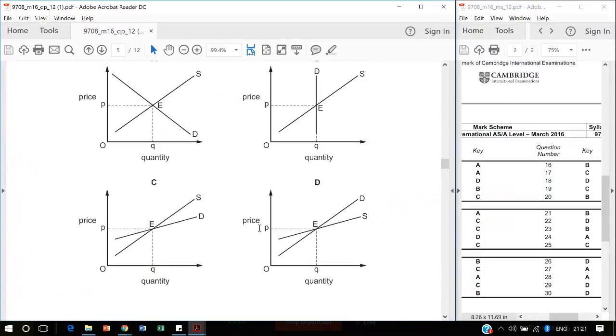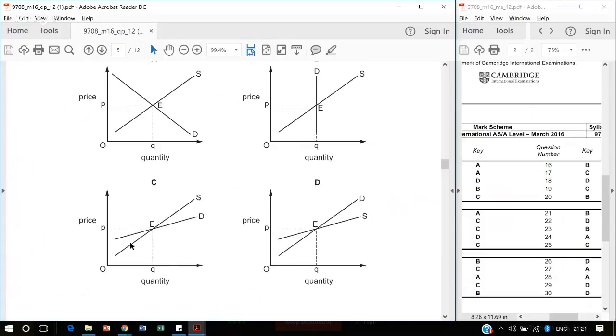Let's do D first. So here again, a very elastic demand and supply curve. So if we have a price too high, then we'll end up over here. Again, there's more supply than demand. Supply's over here, demand's over there. So excess supply only moves it down to E.